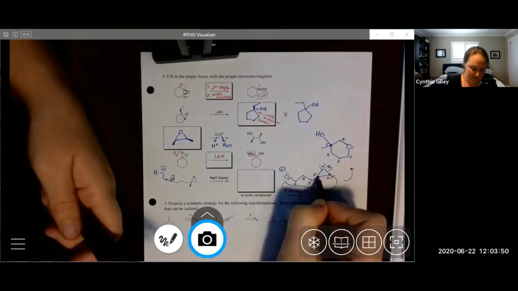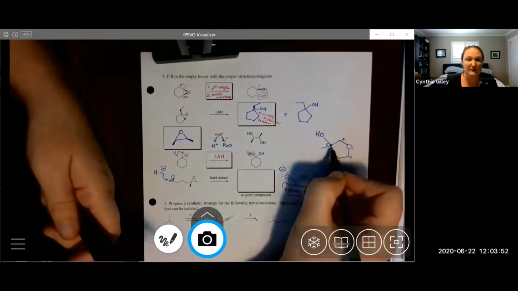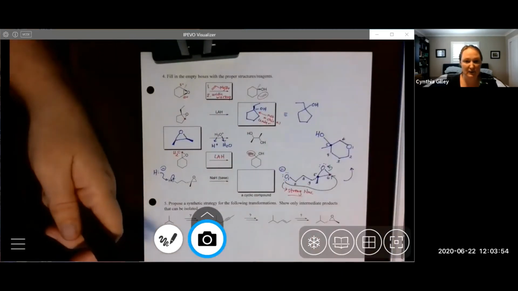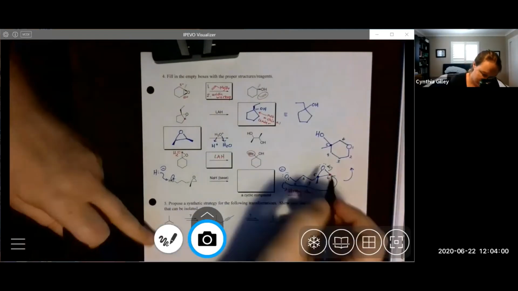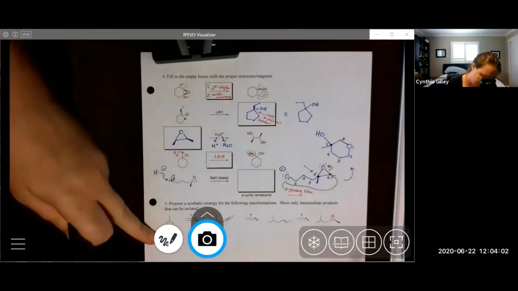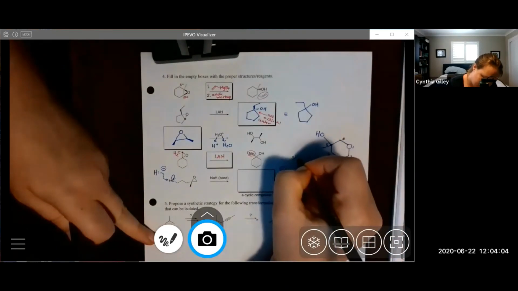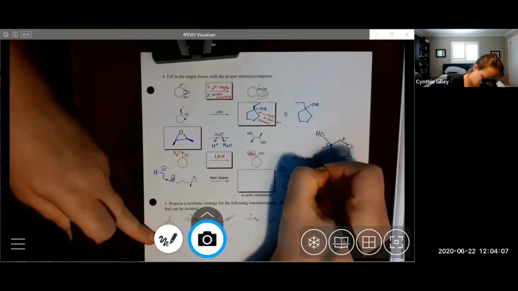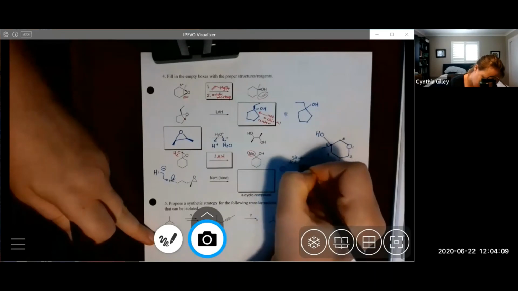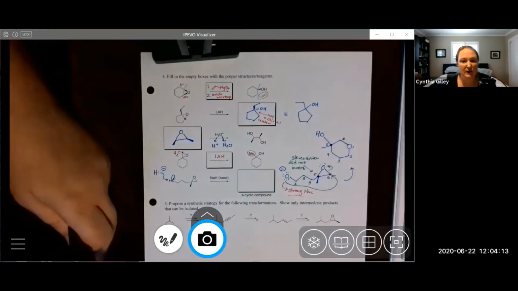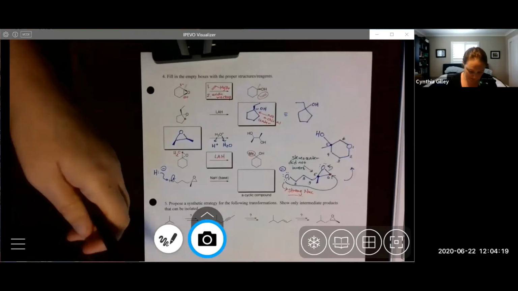Clearly, this is a stereocenter. It's still a stereocenter, so we have to figure out the stereochemistry. One thing to note is that it was not attacked, so this stereocenter did not invert. Whatever it is, if it's S, it should remain S. If it's R, it should remain R. So we're going to figure that out.